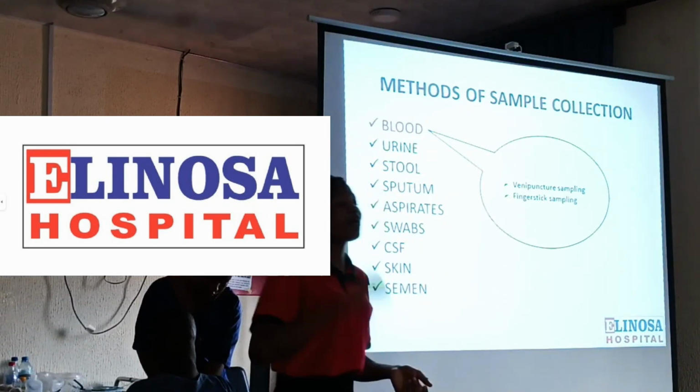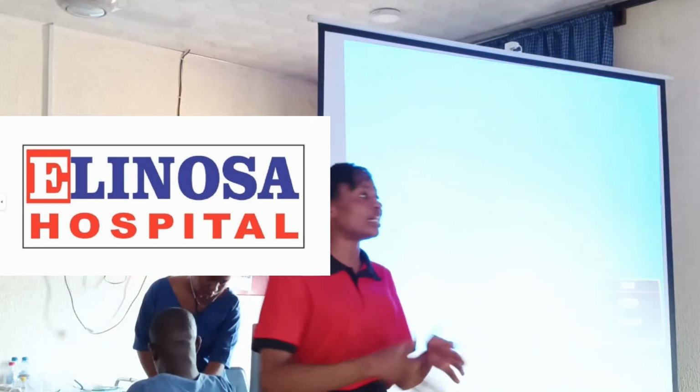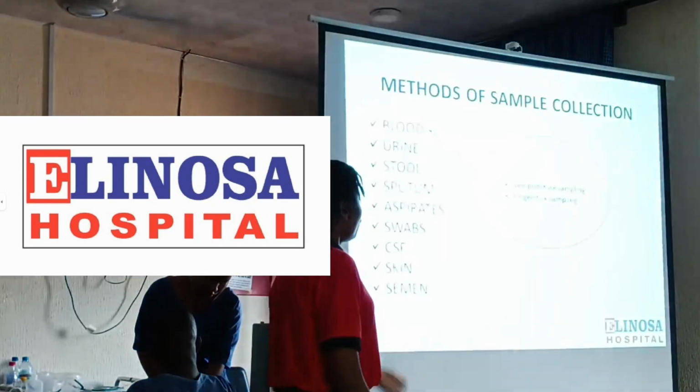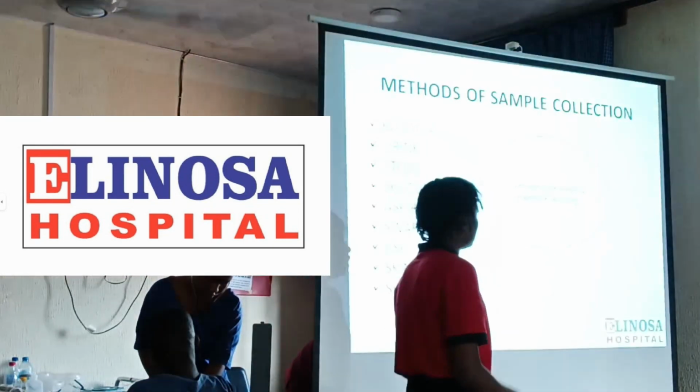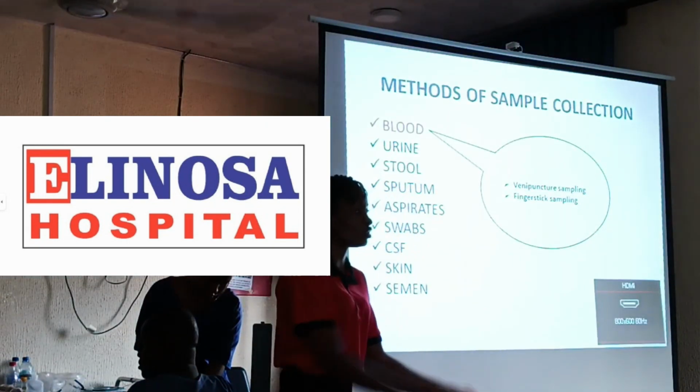Then we also have catheter urine, for patients that cannot pass out urine by themselves. For example, you fix a catheter bag for the patient to pass out urine. There's no way you can tell the patient to start passing out urine. Why? Because the catheter is there.